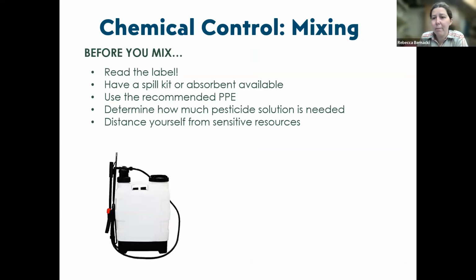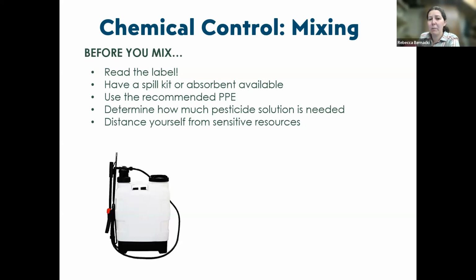How are we going to mix that? I already said it. You're going to hear me sound like a broken record today. The label is the law in New York State, so read the label. Make sure you know how you're diluting it. Make sure you know what your proper PPE is. You want to have a spill kit or absorbent available. Most spills that happen are going to happen during mixing, so be aware of that. Also use your recommended PPE. I just mentioned most spills and accidents happen when we're mixing, so we want to wear that PPE not just when we're using the herbicide, but when we're mixing it as well.